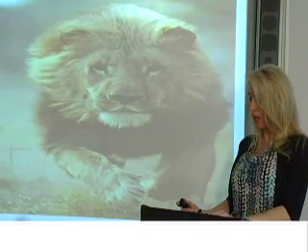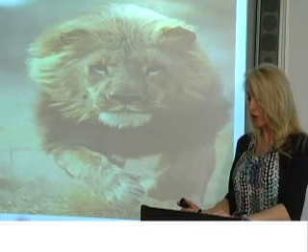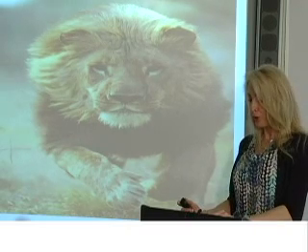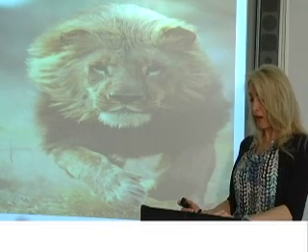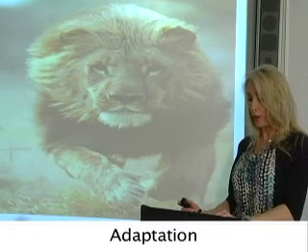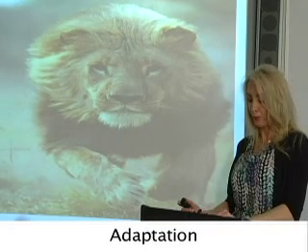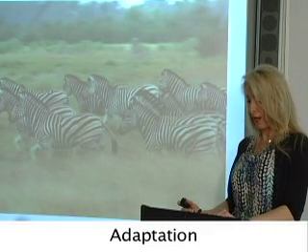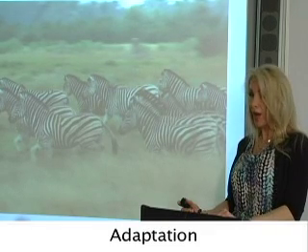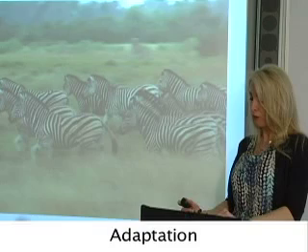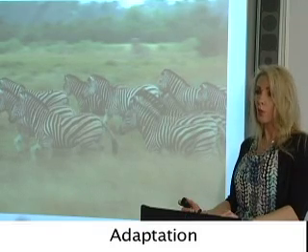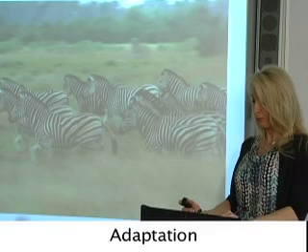The fastest lions are able to catch food and eat, so they survive and reproduce, and gradually faster lions make up more and more of the population. The fastest zebras are able to escape the lions, so they survive and reproduce, and gradually faster zebras make up more and more of the population.